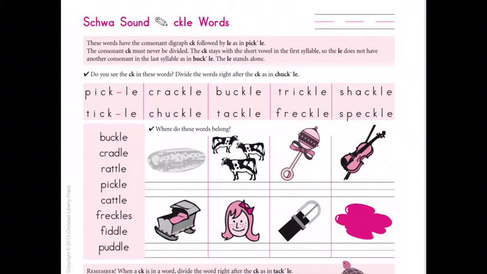All right. Do you see the CK in these words? Divide the words right after the CK, as in chuckle. So we know, just look for your CK, and that is where you're going to draw your line or put your little dash in there.